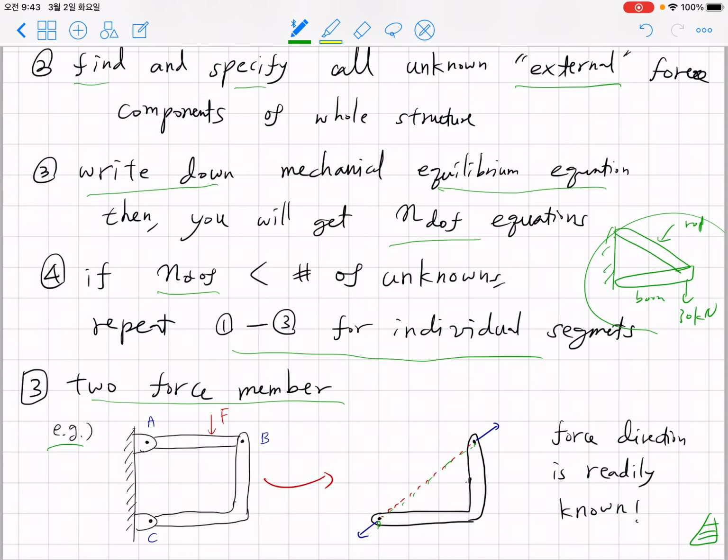So without defining two unknowns, a horizontal force and a vertical force, you can just immediately say that the force direction must be aligned with the line connecting these two points, and you can reduce the number of unknowns, and you can solve statics problems easily and efficiently.